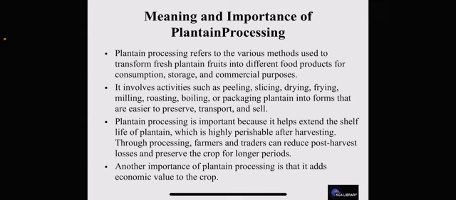Plantain processing involves activities such as peeling, slicing, drying, frying, milling, roasting, boiling, or packaging plantain into forms that are easier to preserve, transport, and sell. So these are the different ways that processing can come. We can peel it, we can slice it, we can dry it, we can fry it, we can mill it, we can roast it, we can boil it also, and even package it so that it will be easier to preserve and to transport and sell.